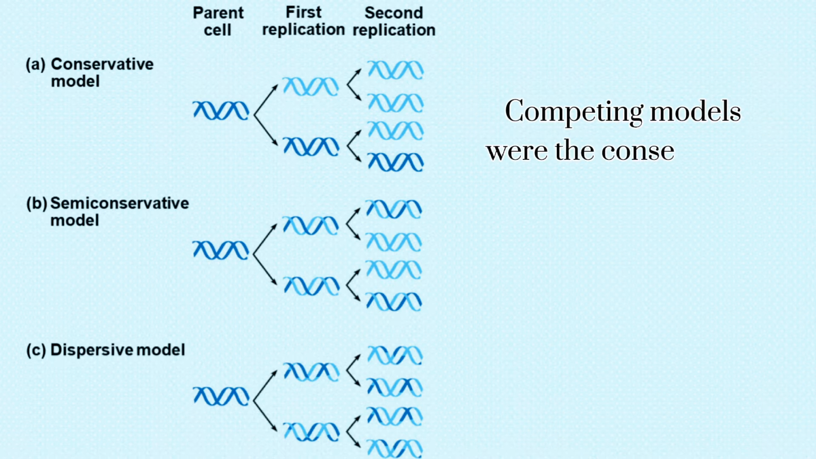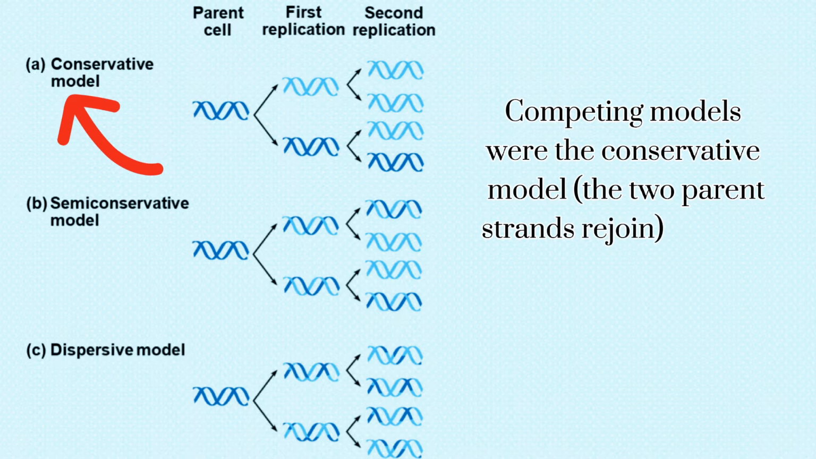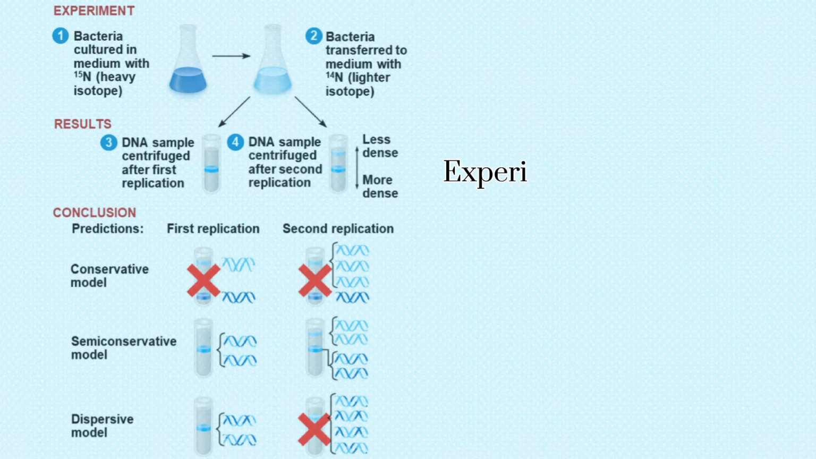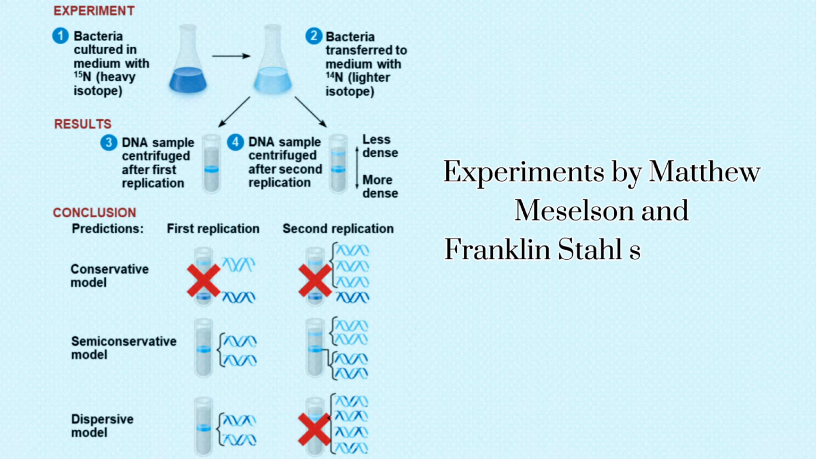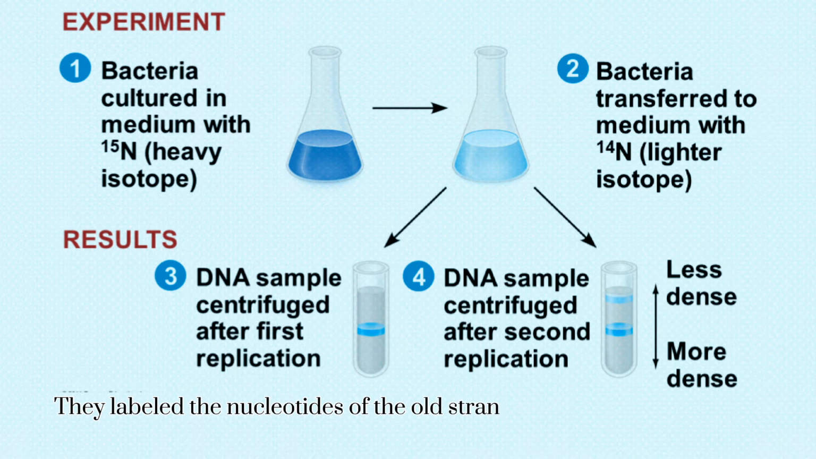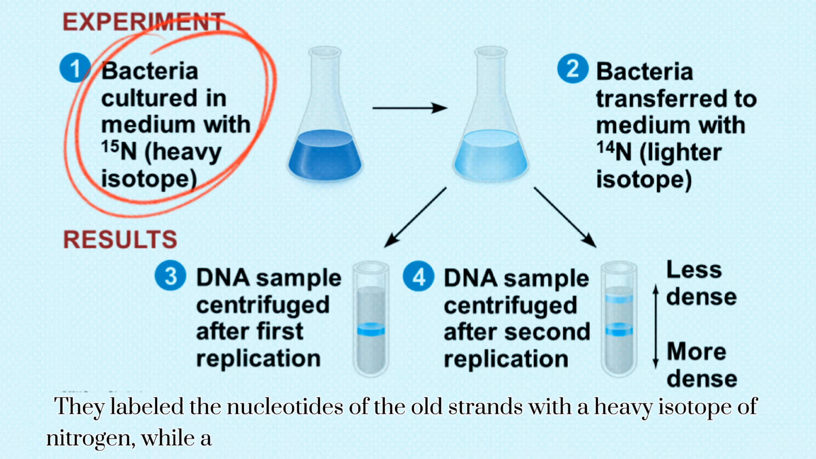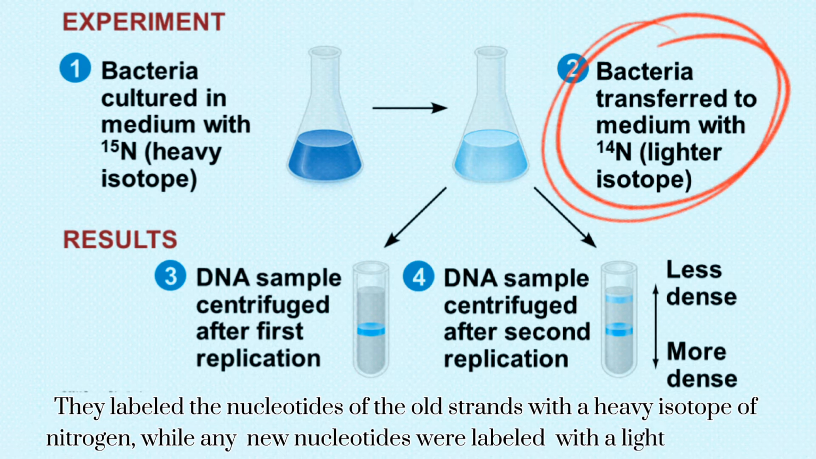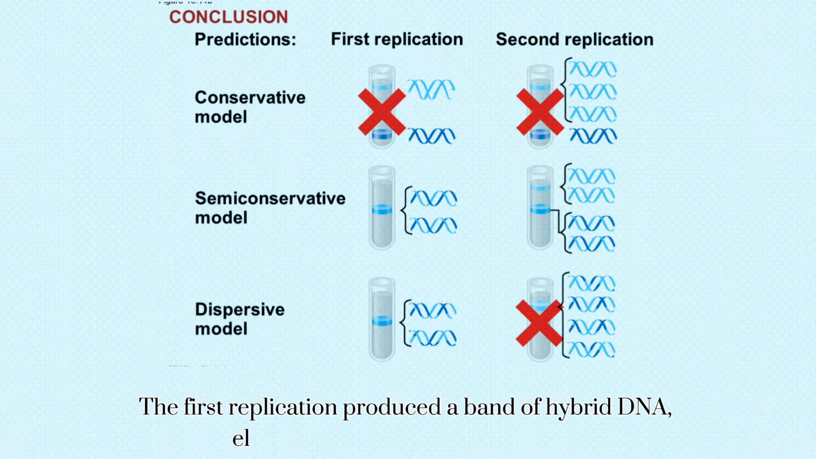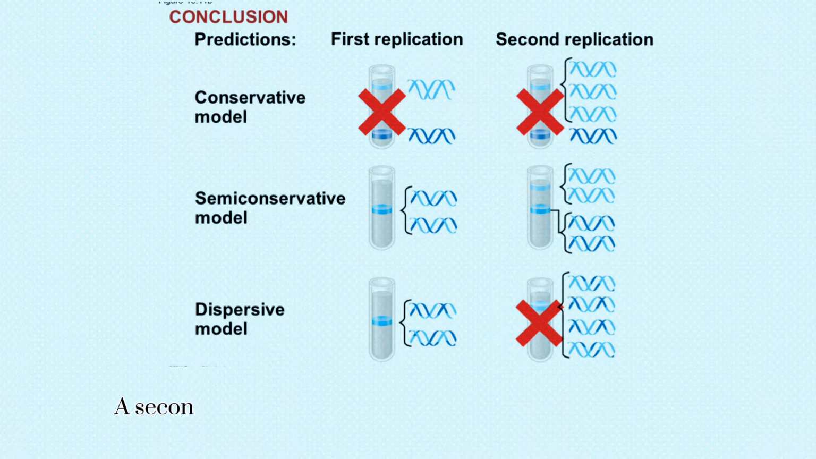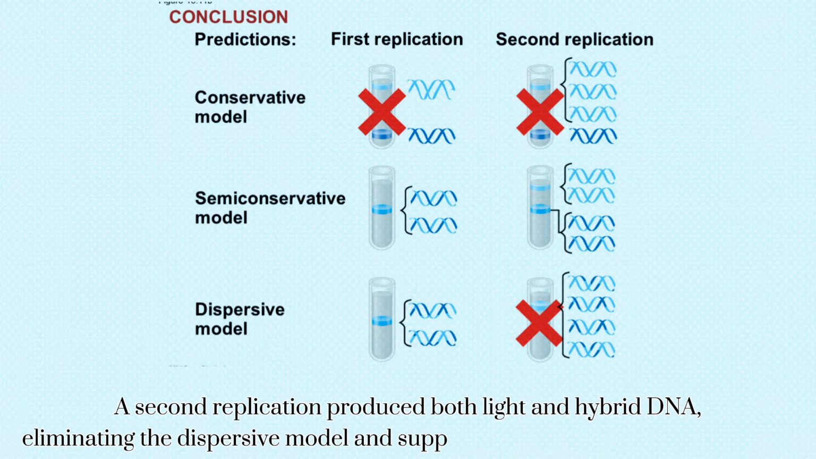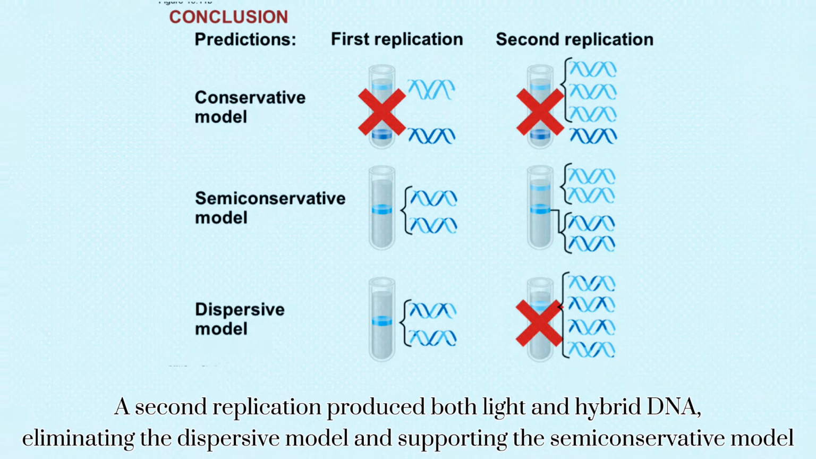Competing models were the conservative model, in which the two parent strands rejoin, and the dispersive model, in which each strand is a mix of old and new. Experiments by Matthew Meselson and Franklin Stahl supported the semi-conservative model. They labeled the nucleotides of the old strands with a heavy isotope of nitrogen, while any new nucleotides were labeled with a lighter isotope. The first replication produced a band of hybrid DNA, eliminating the conservative model. A second replication produced both light and hybrid DNA, eliminating the dispersive model and supporting the semi-conservative model.